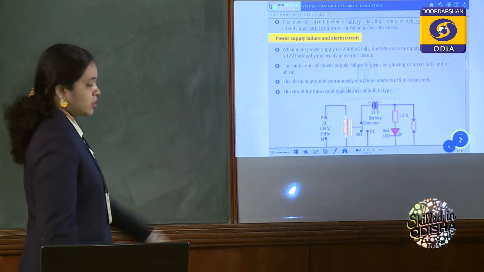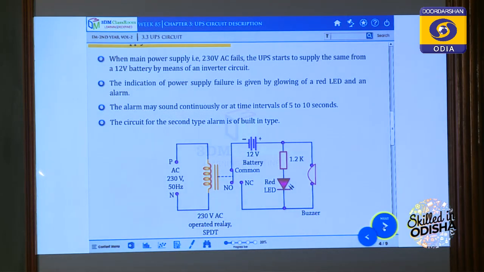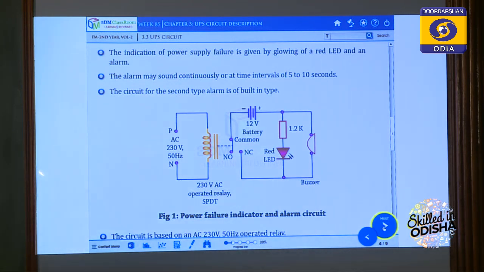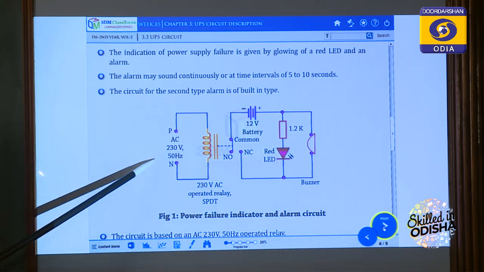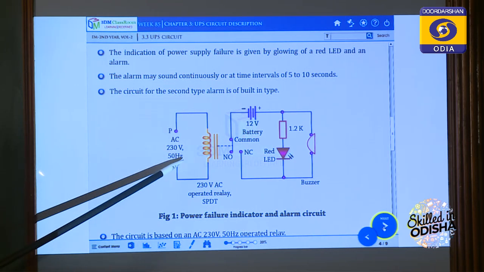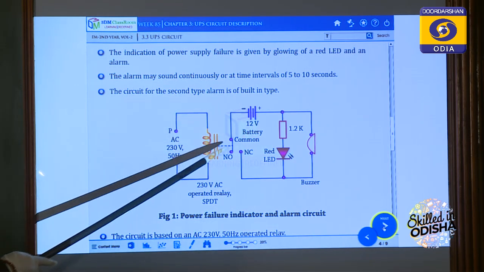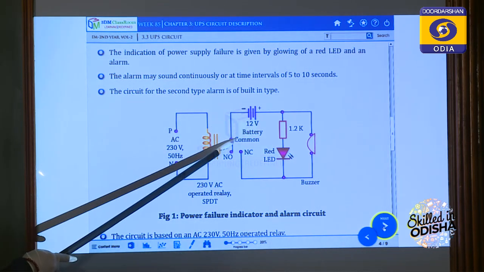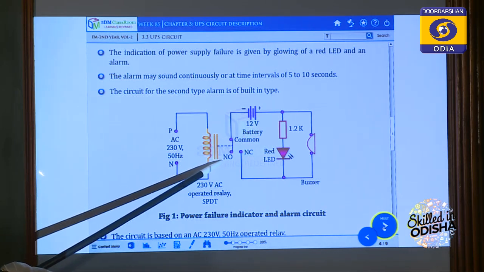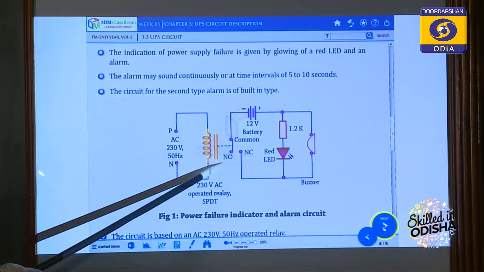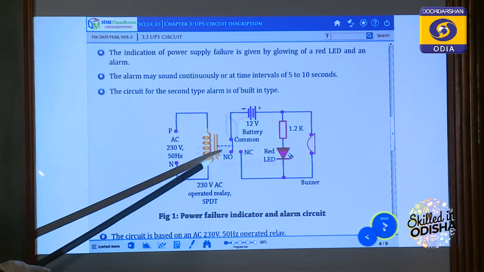So this is the circuit diagram of a power failure indicator alarm circuit. So what happens here? This is the AC main supply which is fed to a transformer, and the common terminal is generally connected to NO. This is a relay, normally open.